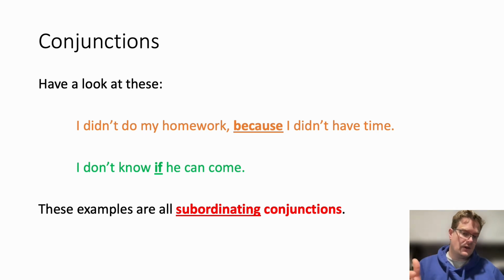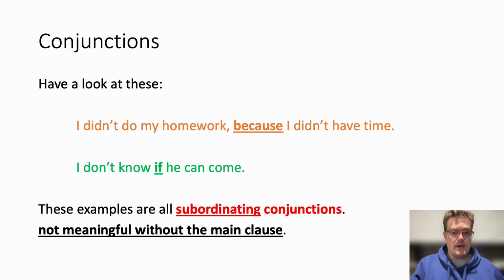And then I don't know is the main clause. If he can come is not a full sentence on its own. It has to be in reference to something else. Okay, so basically, if it's not meaningful without the main clause, it's a subordinate clause, and the word that starts these subordinate clauses is a subordinating conjunction. There are lots of them, and they're very, very useful. Some common ones are things like because, if, however, whether. There's lots, and you'll see some more examples.